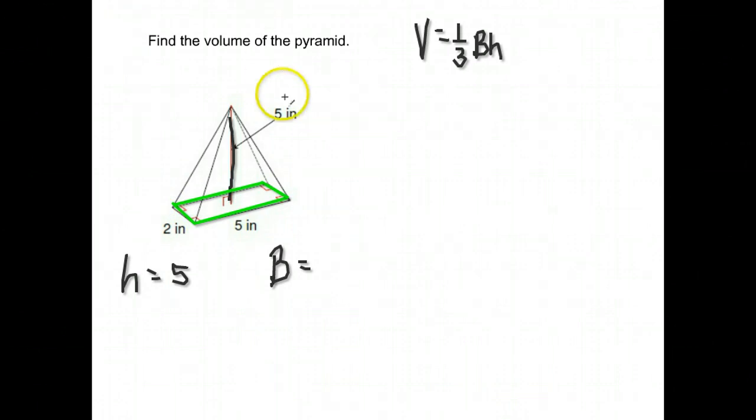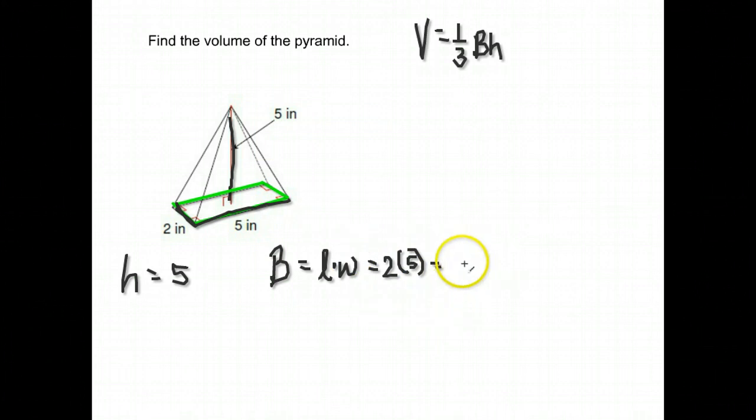How do we find the area of a rectangle? Hopefully you said length times width. Okay, we put in our information. We have a length of 2 times a width for our rectangle of 5. 2 times 5 is 10. So we have the parts we need. The height of our pyramid is 5, the area of our base is 10, and we can put those into the formula for volume and find the volume of this pyramid.